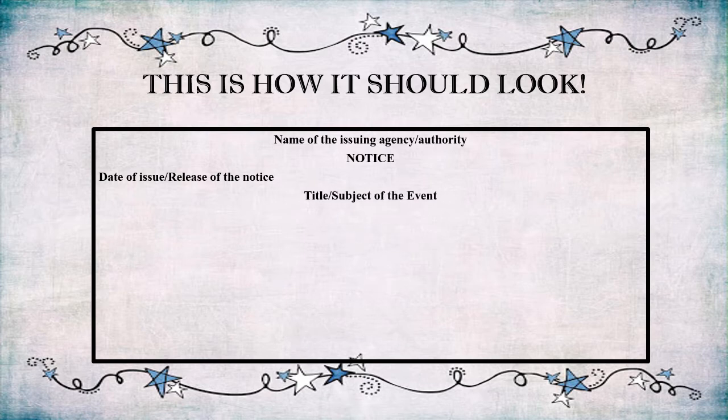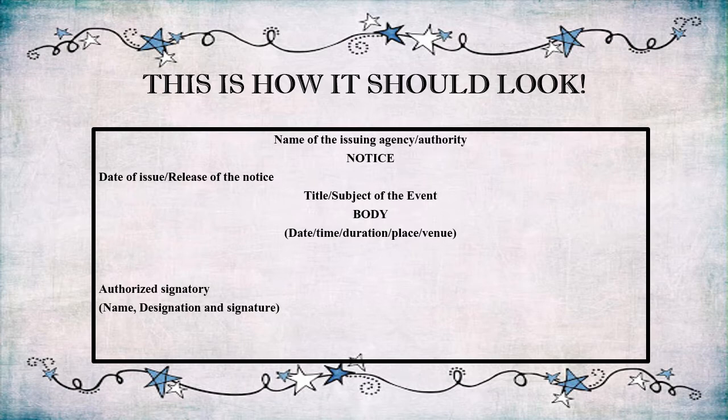Then comes the title or subject of the event. So whatever the notice is telling you, you will make a title for it, and your title can be very catchy and attractive so that more people get attracted to it. Then comes the body of the notice, which will have the date, the time, the duration, the place, and the venue. Then after you finish writing the body, you will write your name, your designation, and you can even put your signature. These three will be coming in 3 different lines: your name, then next line designation, and the next line your signature or your class.